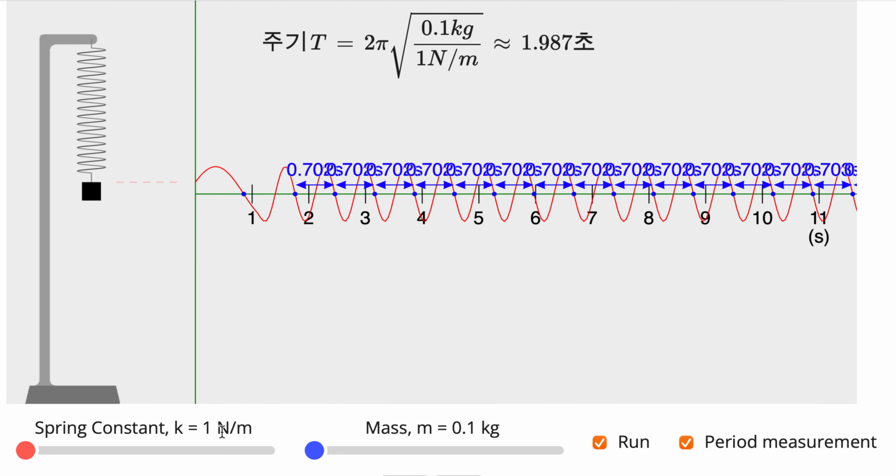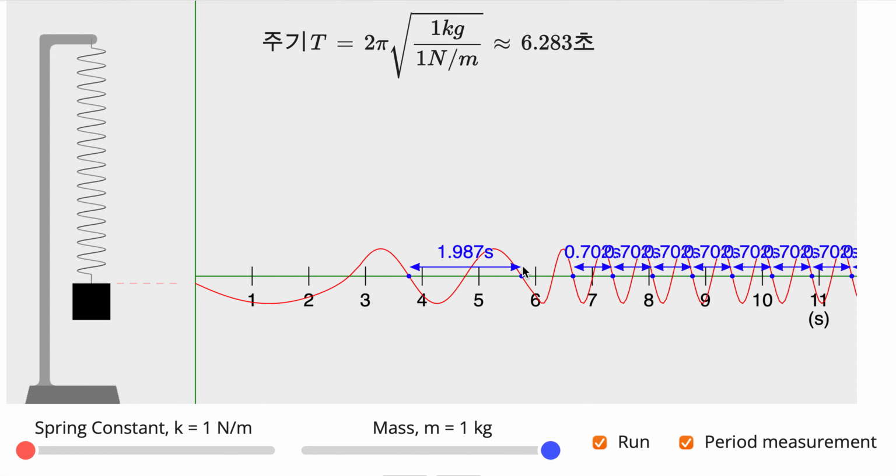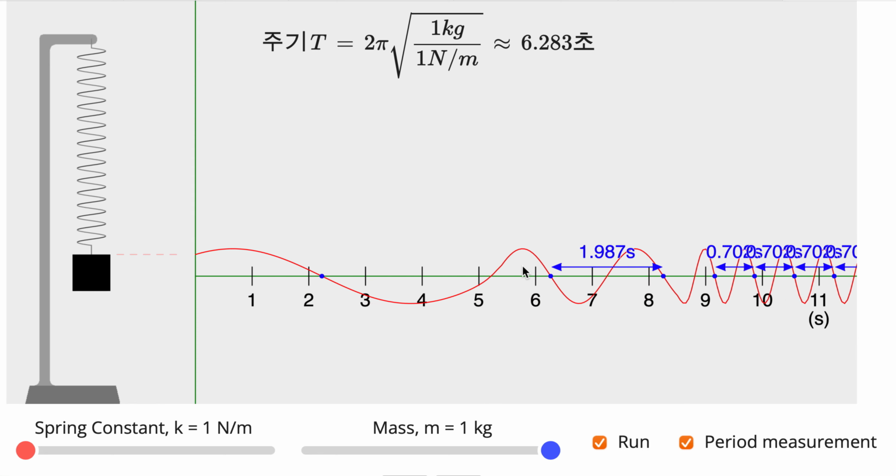And corresponding with this one here, if you increase the mass, because it vibrates more slowly, that means that it's going to have a lower frequency.